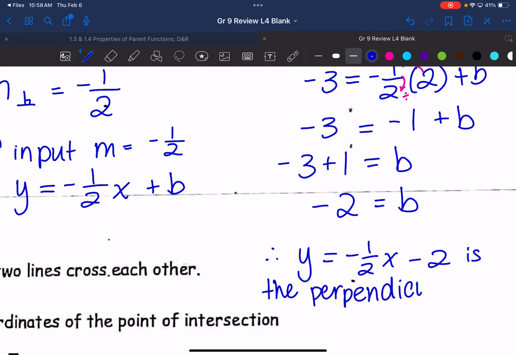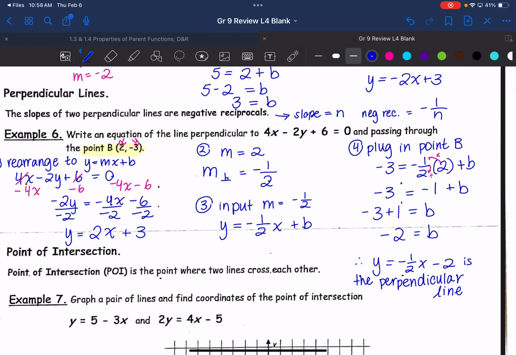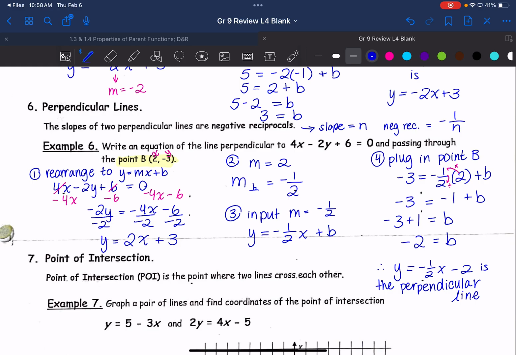I'm waiting. What's up? That's okay, I'm gonna zoom out. So it was the same steps as the parallel line. We only had one little extra thing which was I had to flip the slope.